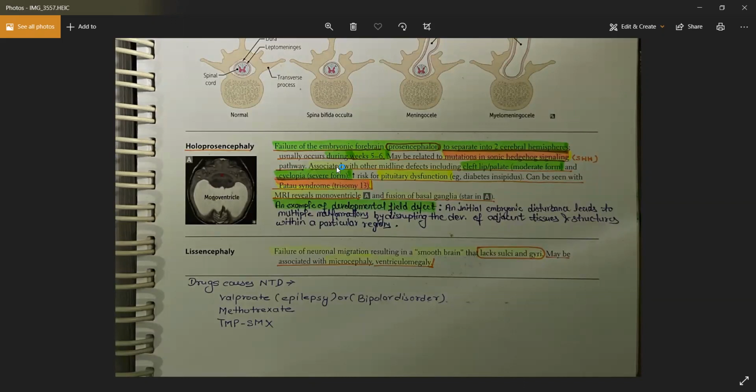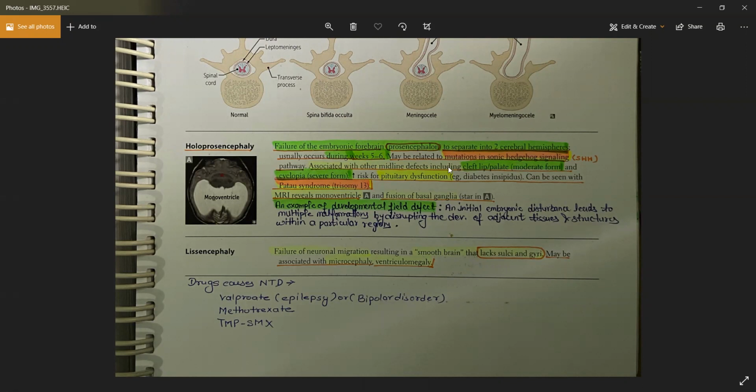You do need to remember that it happens because of a mutation in the Sonic hedgehog gene. And you can also have this defect with the Patau syndrome, which is a trisomy of 13. Very important. Along with holoprosencephaly, you will also have something known as cyclopia, which is the most severe form. And you can have the cleft lip and palate, which is the moderate form.